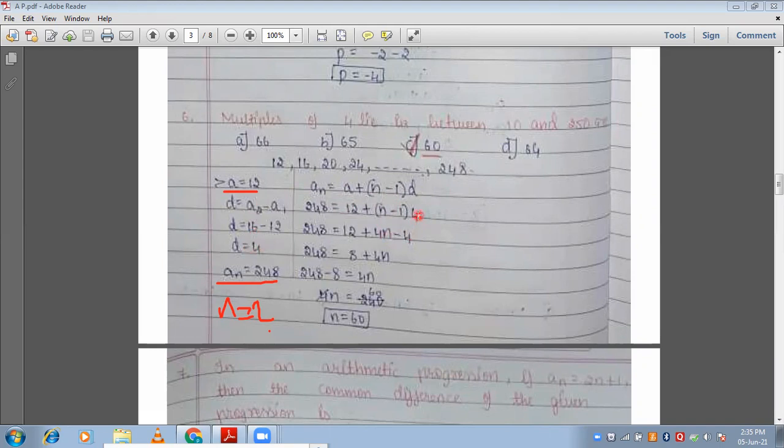An is 248, which is equal to a value of 12 plus (n minus 1) into the value of d, which is 4. Multiply this one, you will get 248 is equal to 12 plus 4 ones are 4n minus 4 ones are 4. 248 is equal to 12 minus 4, 8, plus 4n. 248 minus 8, taking 8 to the left hand side, it will become minus 8, is equal to 4n. 4n is equal to 248 minus 8, which is 240. Cancel this one, you will get n is equal to 16. Which option is correct? Option C is right.